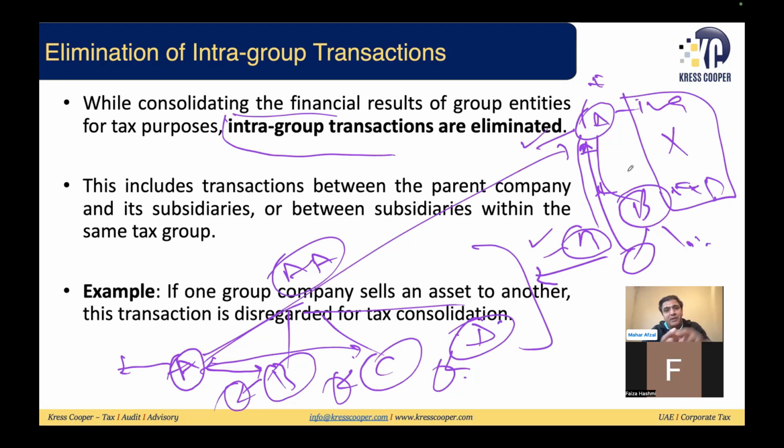These transactions can be between the parent company and a subsidiary, in this case between double A and A, between A and B, A and C, A and D, double A and D, C and D. All these transactions will be eliminated to calculate the taxable profits of the group.